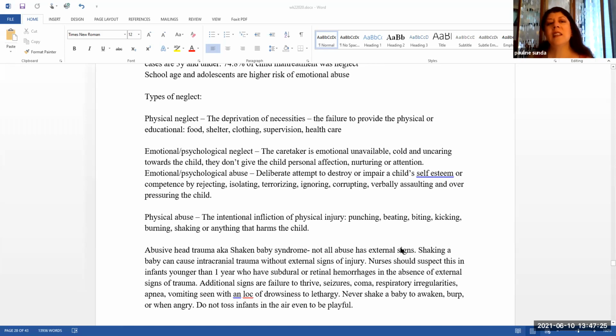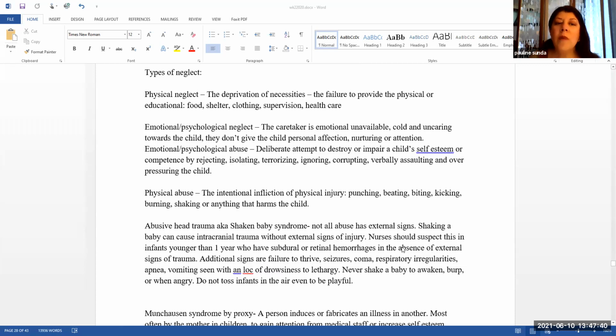So types of neglect. Physical neglect is really the deprivation of necessity. So it's a failure to provide the physical or educational needs. So they don't provide food, shelter, clothing, supervision, or health care. Emotional or psychological neglect. This is where the caretaker is emotionally unavailable. They are cold and or uncaring towards the child. They don't give the child the personal affection, nurturing, or attention that they need.